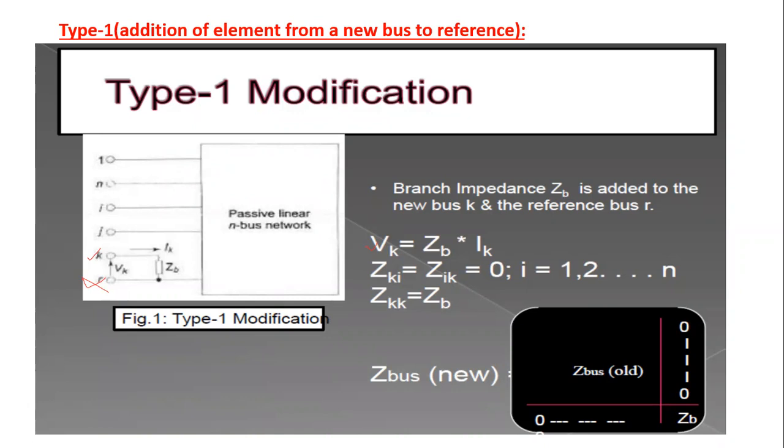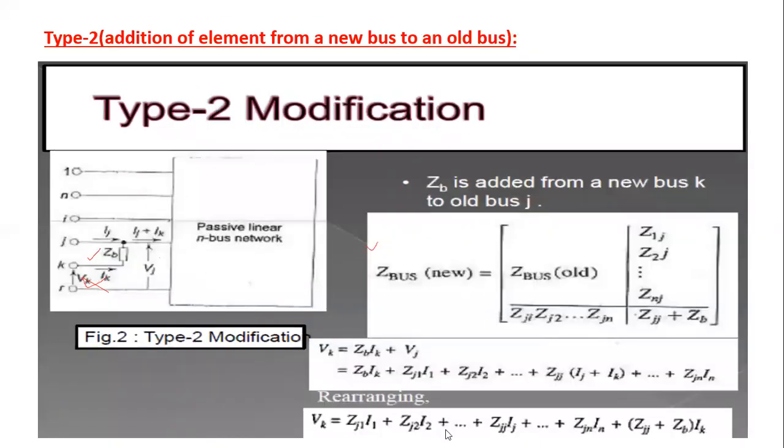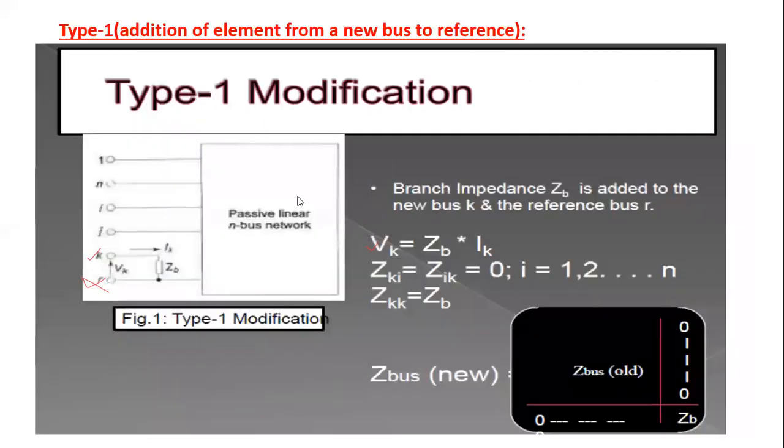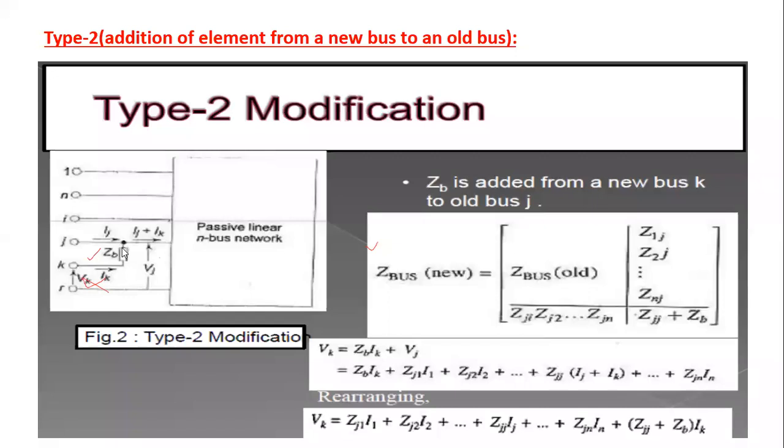Next, coming to the type 2 modification. The type 2 modification means the addition of an element from a new bus to an old bus. New bus is K and old bus is J. Therefore, we are adding the element between K and J. This is the addition of an element from the new bus to the old bus.